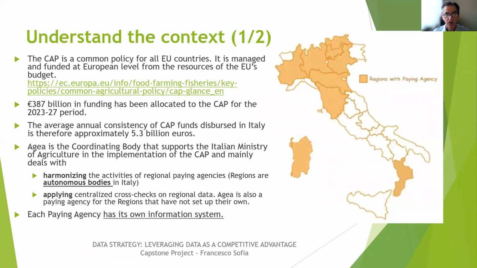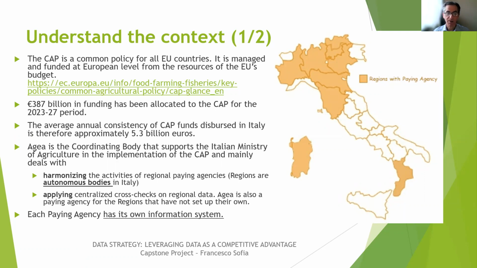Let's understand the context. The CAP is a common policy for all EU countries. It is managed and funded at European level from the resources of the EU's budget. About 387 billion in funding has been allocated to the CAP for the next period that starts next year. The average annual consistency of CAP funds disbursed in Italy is therefore approximately 5.3 billion euros.